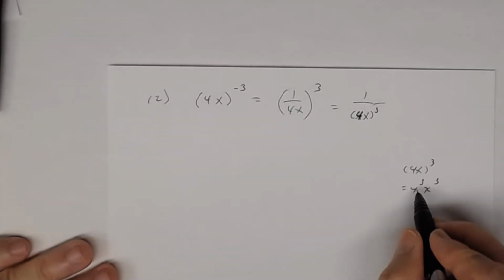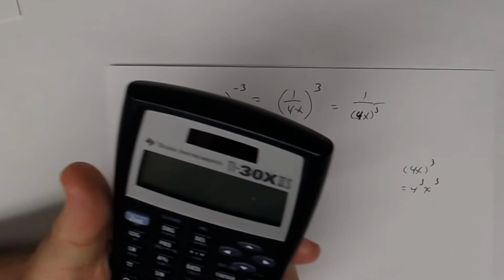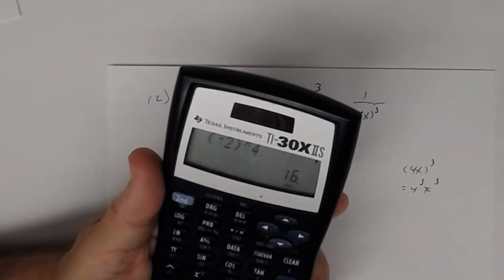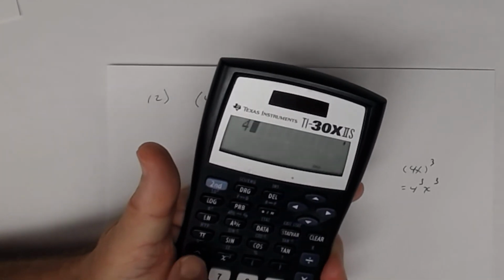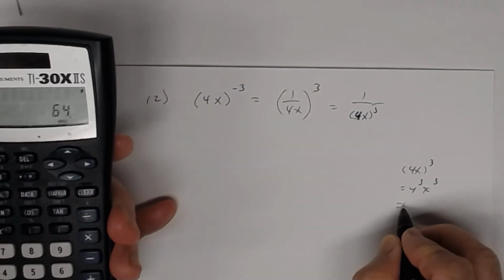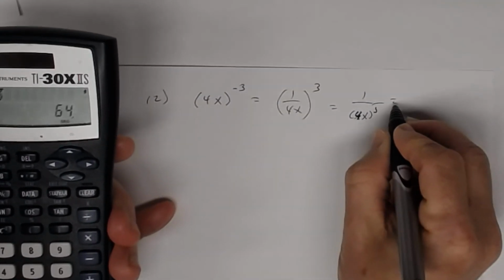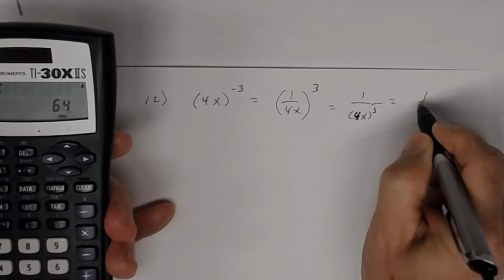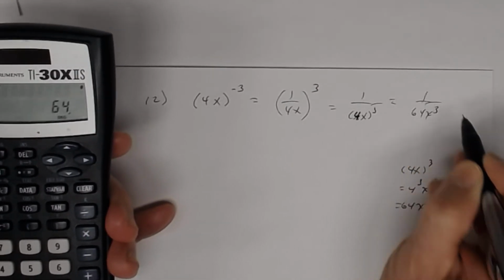And then use your calculator. 4 to the third, 4 times 4 times 4. So 4 times 4 is 16, and then 16 times 4 is 64. But you get to use your calculator to get that. See, 64? So this is 64x cubed. So this is 1 divided by 64x cubed.